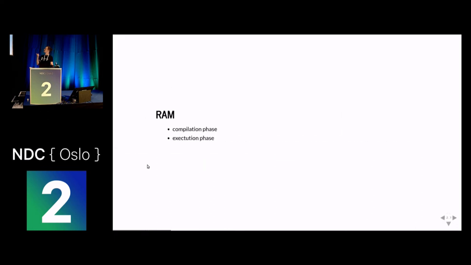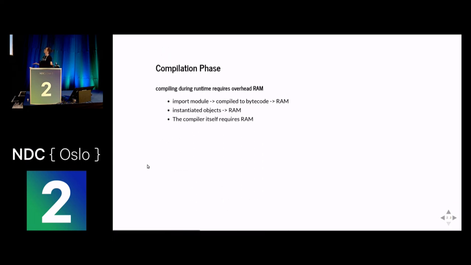When it comes to RAM, we split it between compilation and execution. With compilation, what happens when you import a module? When you're running on this thing with your REPL and you do import os, there's a compiler inside of MicroPython that compiles this text into a compiled file, an .mpy file. And this takes up RAM. So if you want to do that, you're going to have to spend RAM doing so. And if you instantiate objects, especially if the module that you're importing instantiates objects, then this also goes into the RAM.